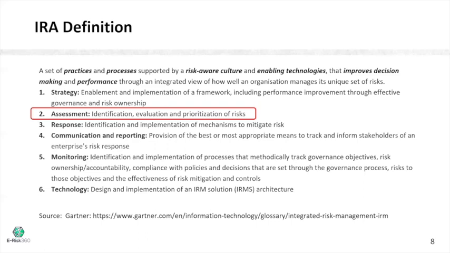In terms of the definition of integrated risk management, this is from Gartner, and they've defined risk management as a set of practices and processes supported by a risk-aware culture and enabling technologies that improve decision-making and performance. There are 6 key traits behind the risk management process: strategy, assessment, your response or mitigation measures, the way the organization communicates and reports its risk, continual monitoring, and the technology they use, which is also an important enabler, as I mentioned before, which we will touch on during the end part of this presentation.